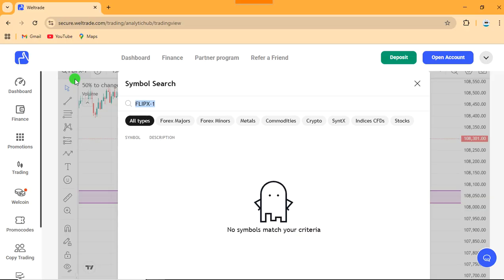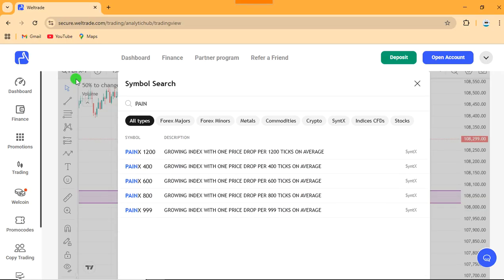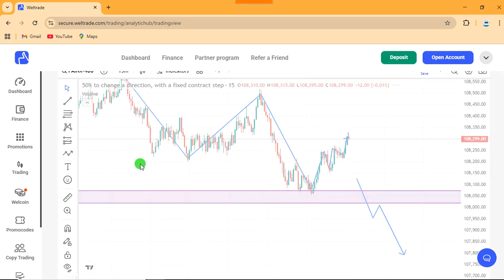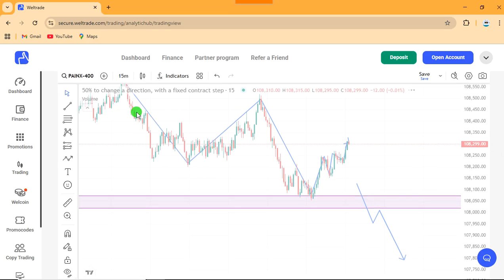Alright, that's it. Go to the next one, which is going to be the Pin, and then we're using Pin 400. Then we move straight to the H4.